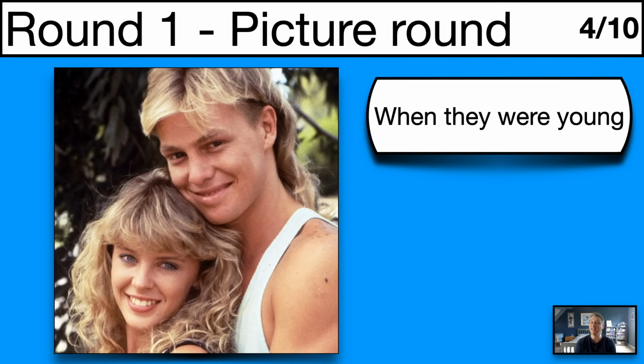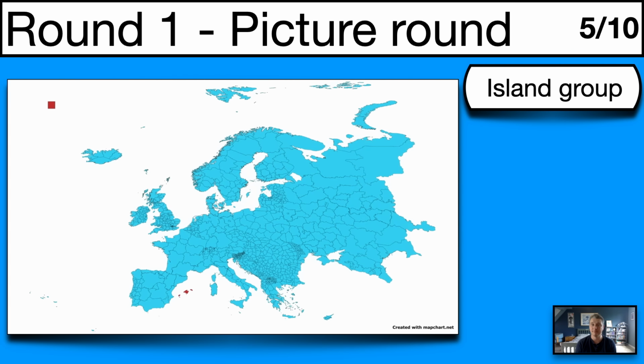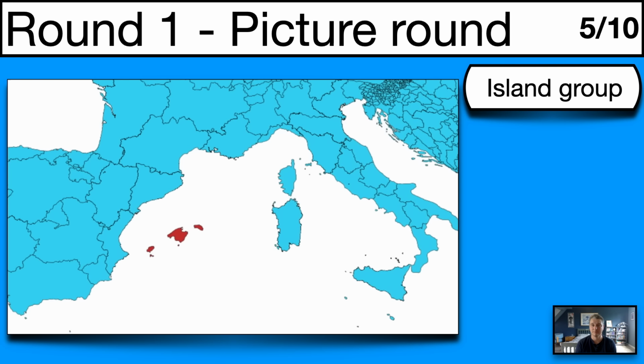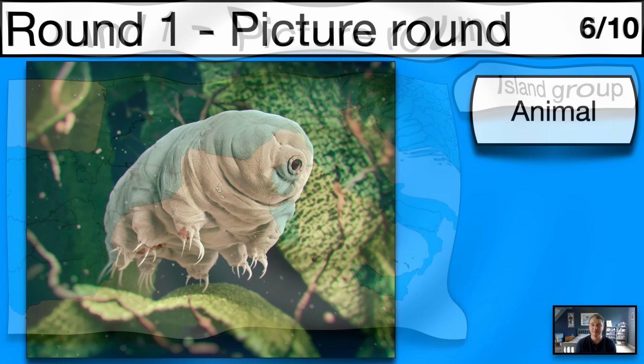Number four, who is this a picture of from when they were young? And you do need to give me both of them. Number five, what is the name of this island group? And number six, name the animal.